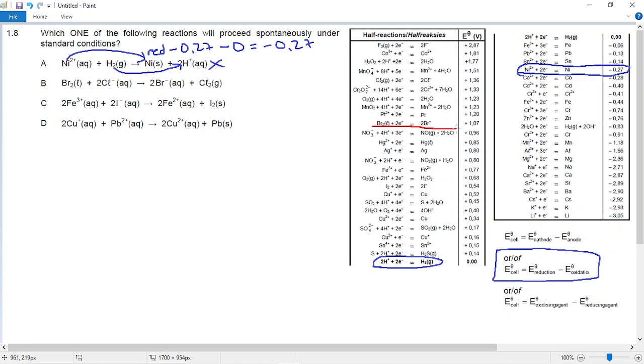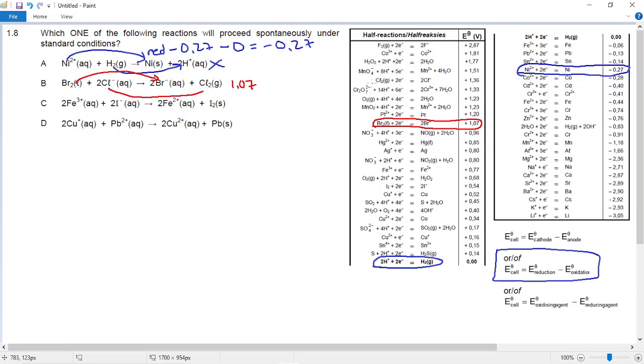Then if we go to the next one, if we look for bromine going to the bromide ion, okay, this is my reduction reaction. Can you see it's the forward reaction? So that is 1,07. That's my reduction reaction, the bromine going to the bromide ion. But then the other reaction is my oxidation reaction, the chloride ion and the chlorine.